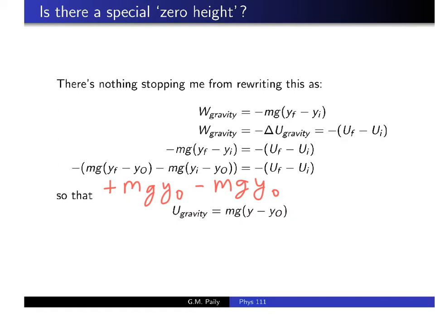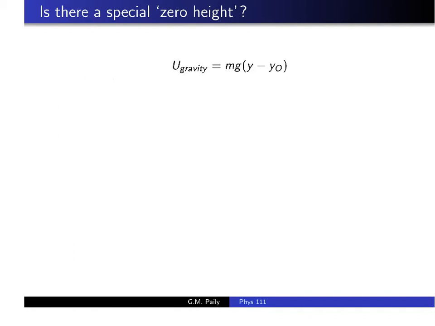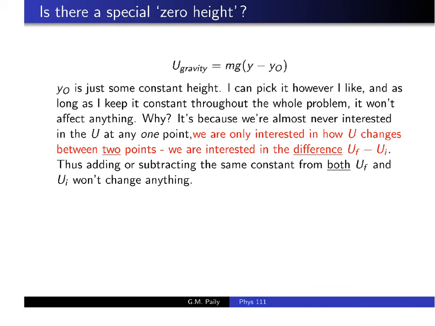But now when I compare the left hand side and the right hand side, I can see that U final goes with this term, U initial goes with this term, and so we have that the potential energy due to gravity is mg parentheses y minus y naught. And this y naught was pretty much completely arbitrary. It was just some constant y naught that I picked. So y naught is just some constant height.